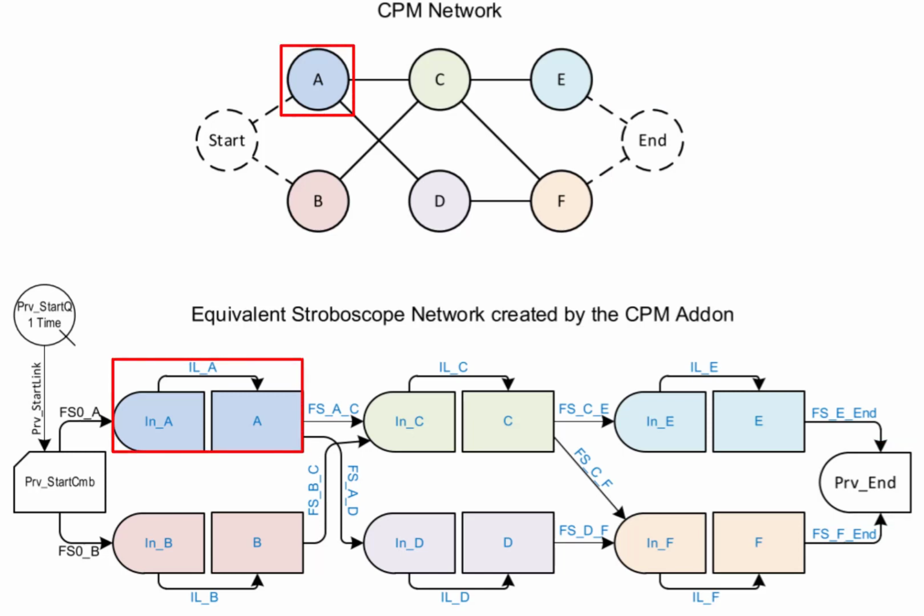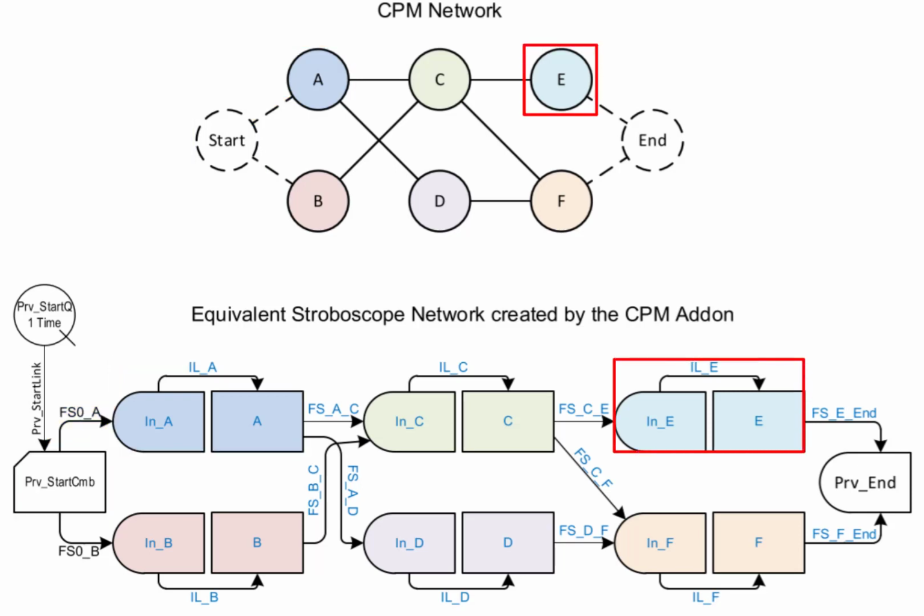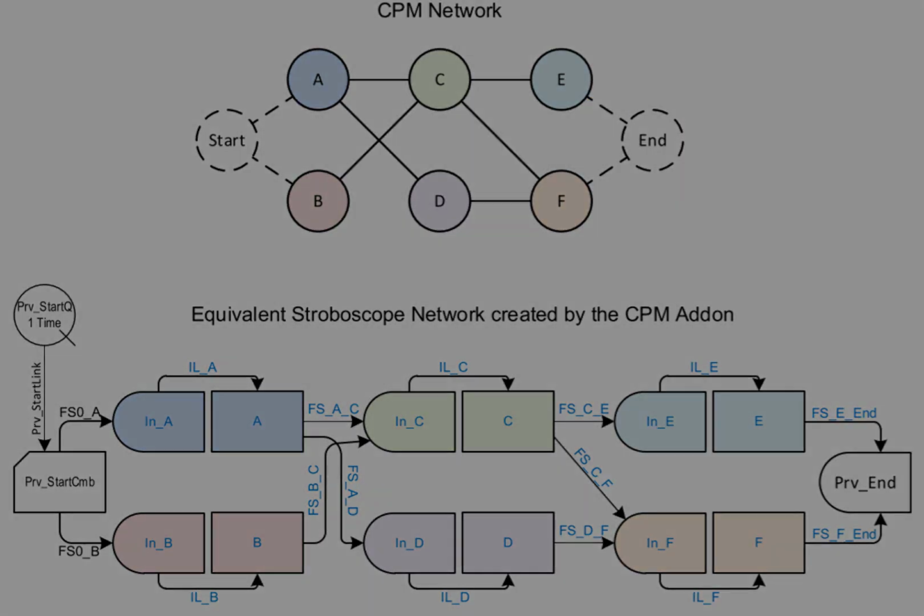If a CPM activity A has no predecessors, then it is a successor to the starting combi private start combi. The link name is fs0_A and carries resources of type time. If a CPM activity E does not have any successors, then it is a predecessor to the consolidator private end, which represents the end activity. The link name is fs_E_end and carries resources of type time.